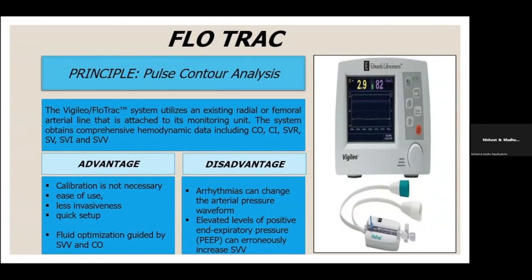This system utilizes an existing radial or femoral arterial line that is attached to its monitoring unit to determine the flow by pressure gradient across the blood vessel and resistance to that flow. This system provides comprehensive hemodynamic data, including cardiac output, cardiac index, systemic vascular resistance, stroke volume, and stroke volume variation.